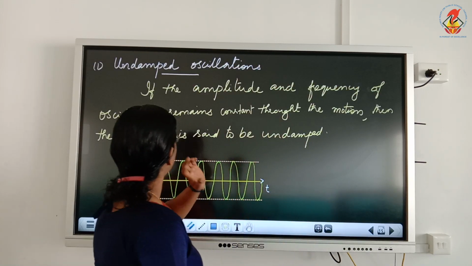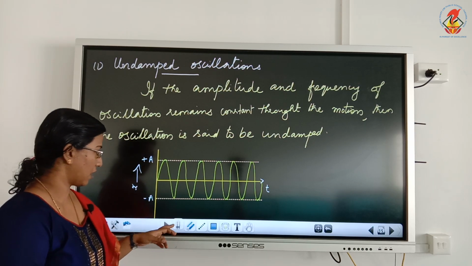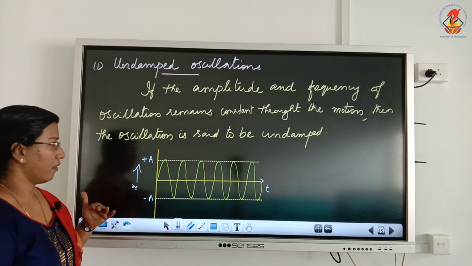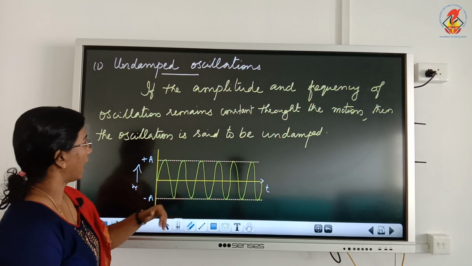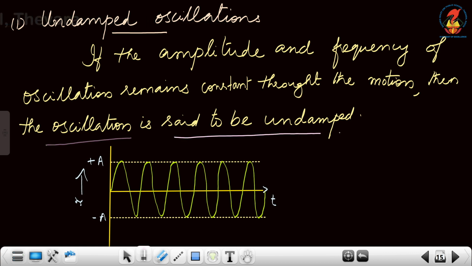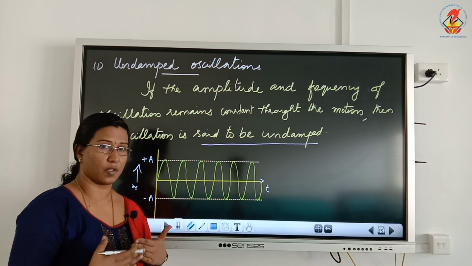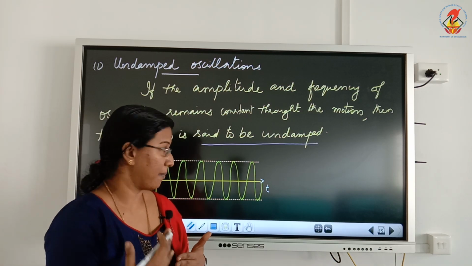Now, let us see what is the definition for undamped oscillation and what is the graphical representation of an undamped oscillator with its displacement with respect to time. If the amplitude and frequency of oscillation remain constant throughout the motion, then the oscillation is said to be undamped. There is no hindrance, then the oscillation will keep on with the same amplitude and same frequency. In such a condition, we can call such oscillations undamped oscillation.